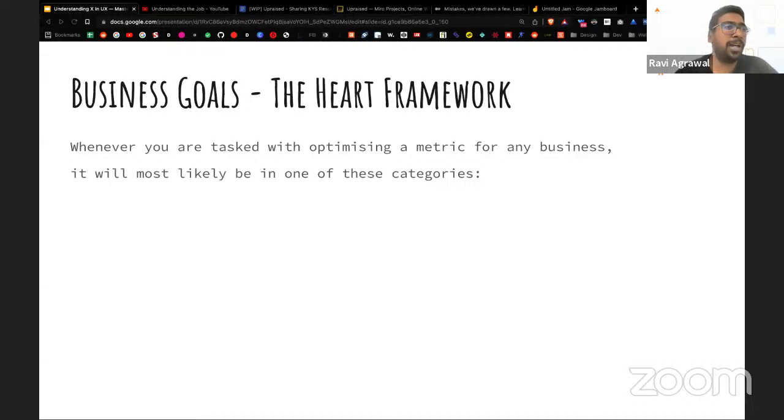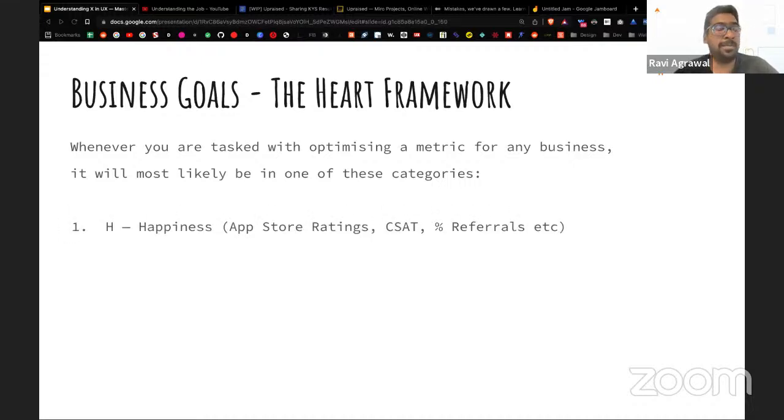Whenever you're working at a company, or interviewing for a company, they will always ask you to optimize a particular metric, whether you are in a design role, a PM role, or a biz dev role, and so on and so forth. Right? It'll likely fall in one of these 5 categories. H for happiness, and it is visible in probably app store ratings, percentage referrals, or your customer satisfaction score.